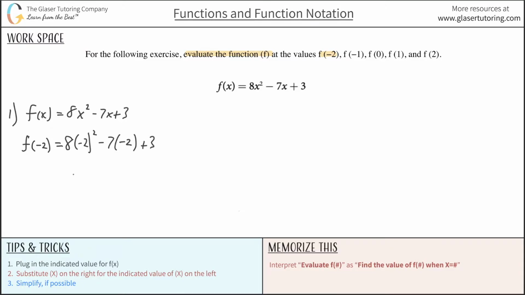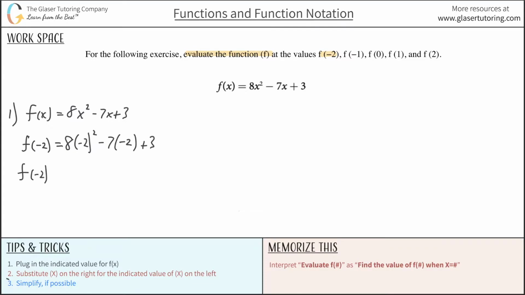Because if you don't include that negative sign within your parentheses and you square it, your result will be negative. But if you include the negative within the parentheses and then square it, it becomes positive because a negative times a negative is a positive. So just be very careful with that.